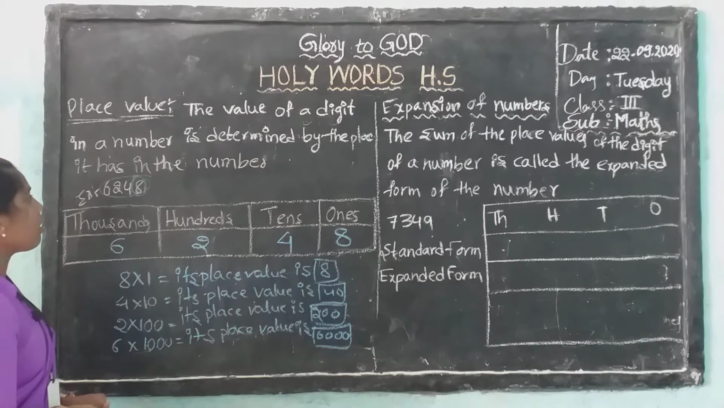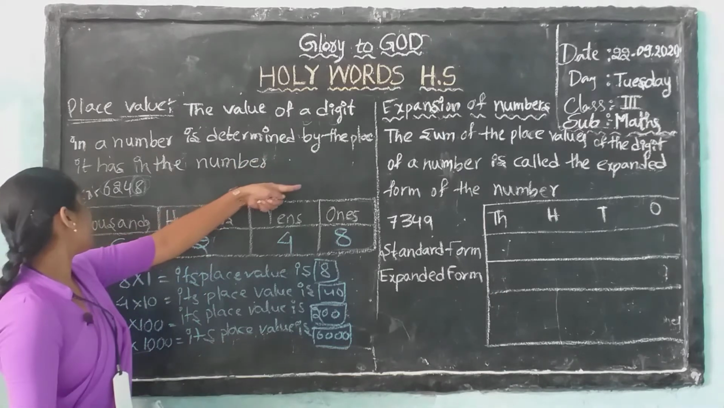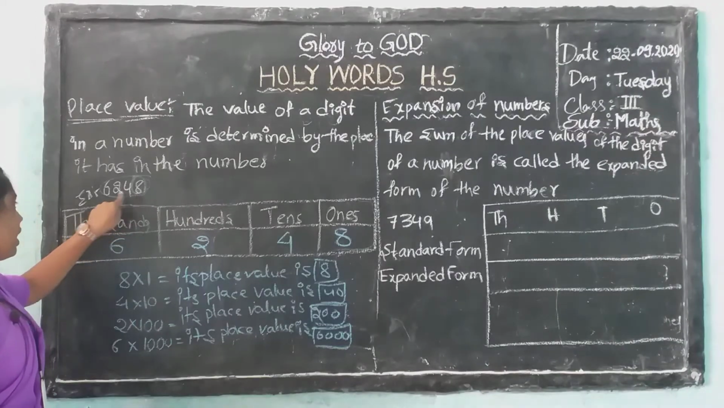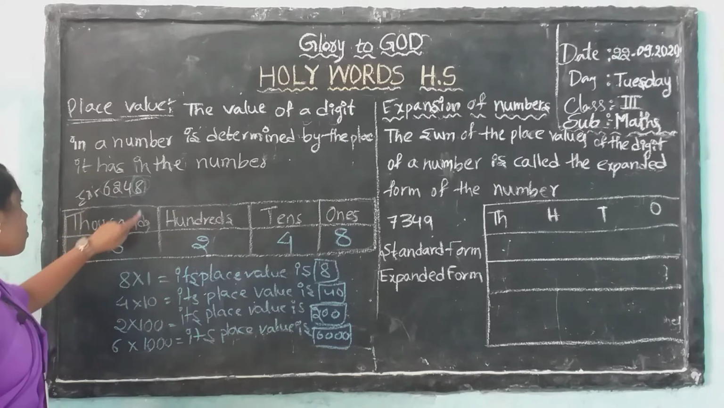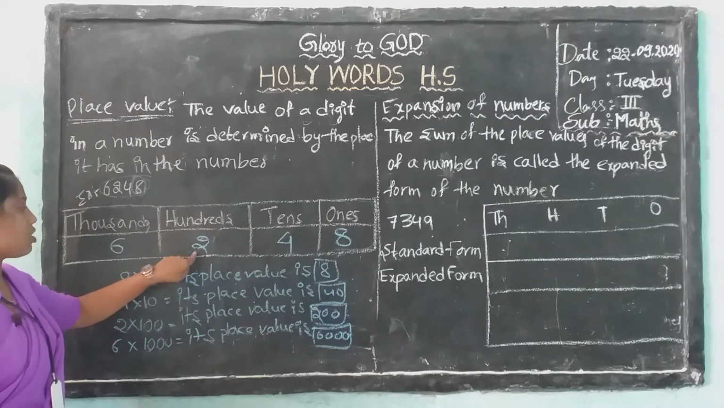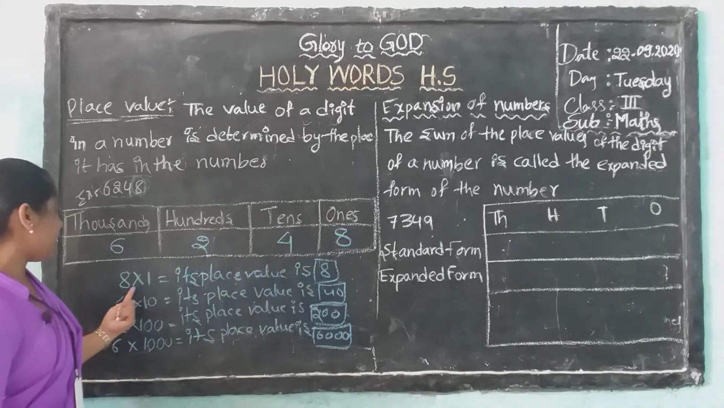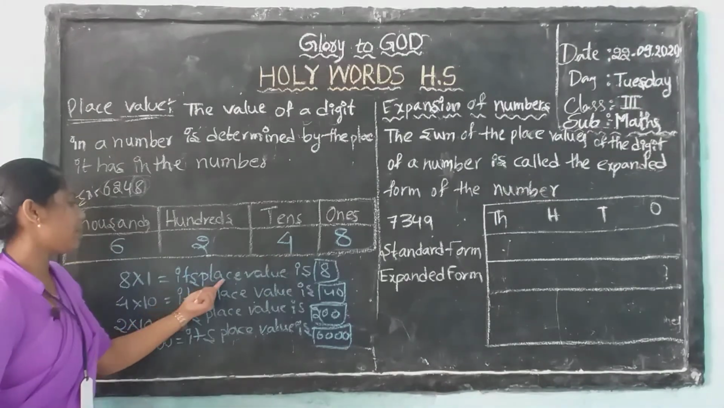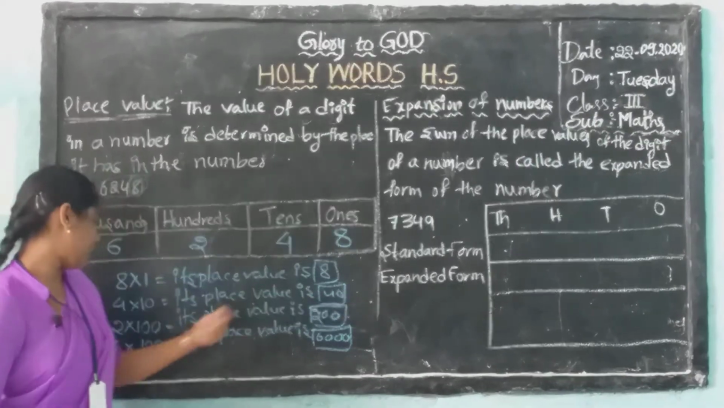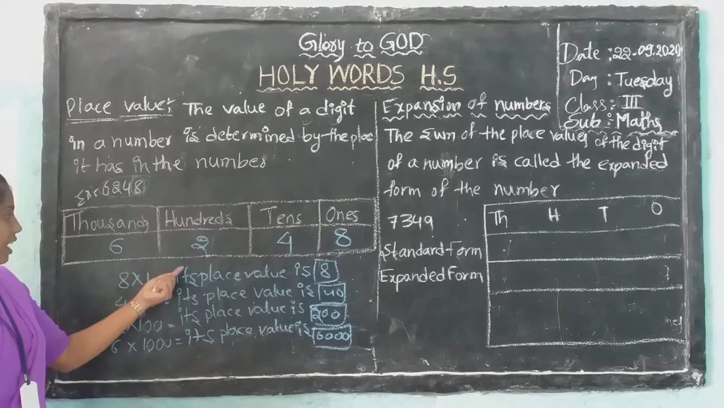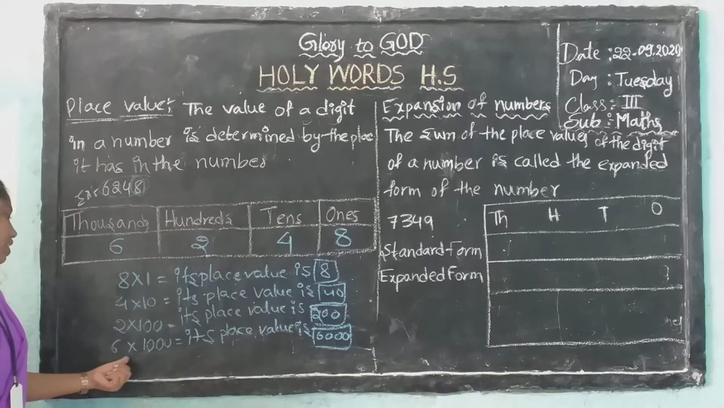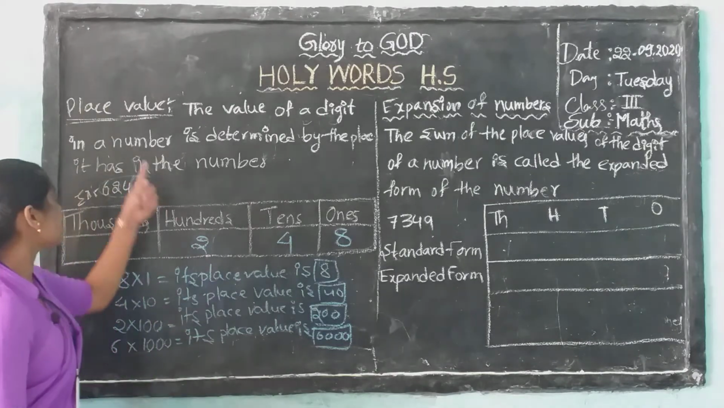I will repeat it again. The place value, the value of a digit in a number, is determined by the place it has in the number. 6248 is the example. 8 is in the ones place, 4 in the tens place, 2 in the hundreds place, and 6 in the thousands place. 8 into 1, its place value is 8. 4 into 10, its place value is 40. 2 into 100, its place value is 200. 6 into 1000, its place value is 6000. So this is the place value.